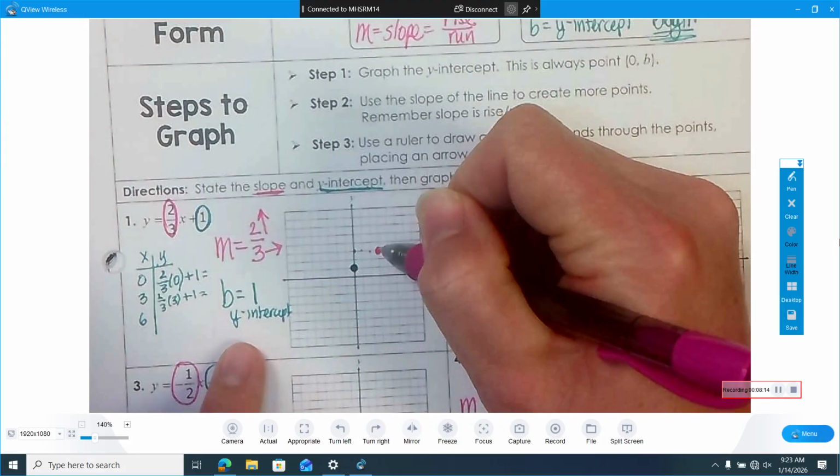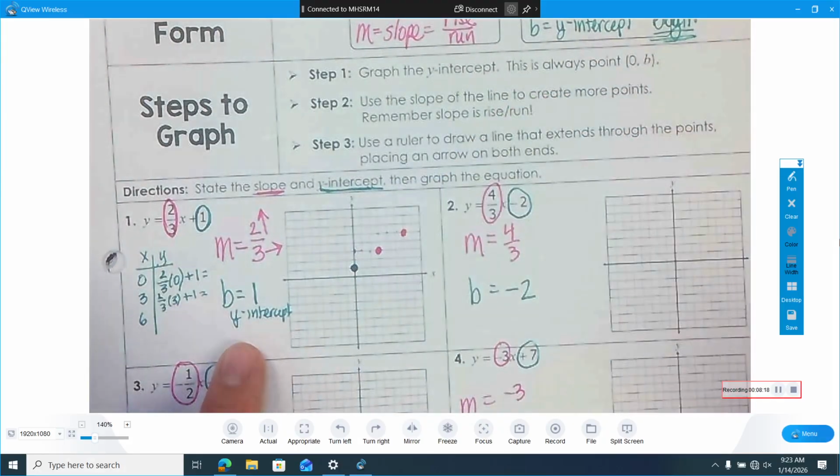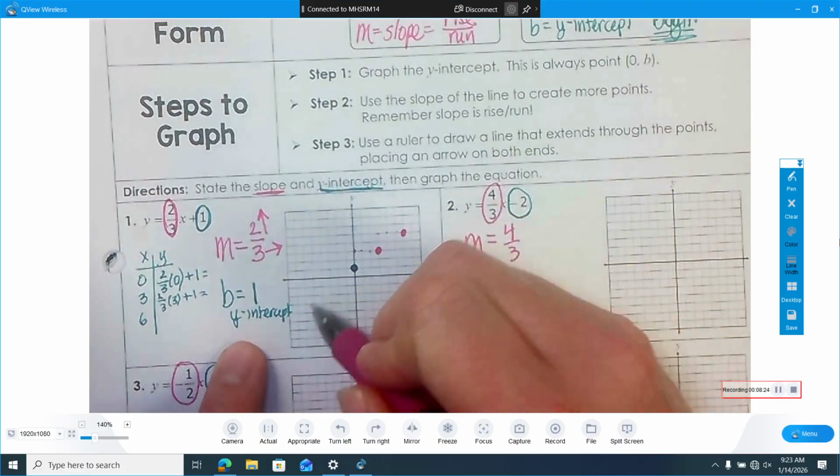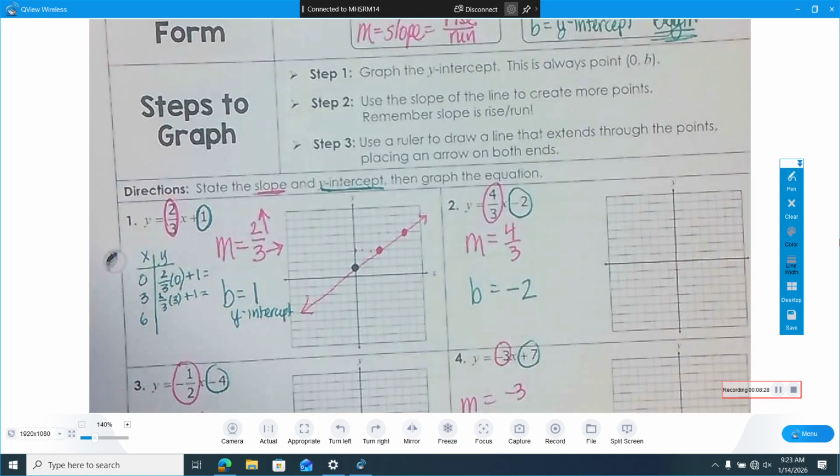And I'm going to do it again. Up 2 and right 2, 3. If you have 3 dots, that's good enough for me. And now we can connect the dots with our line. A nice straight line that goes on.